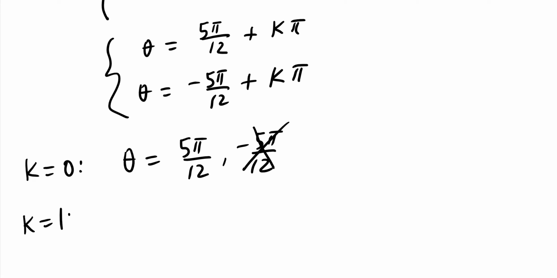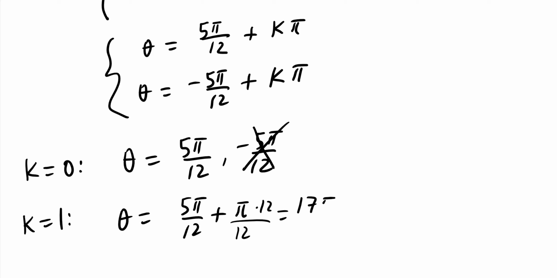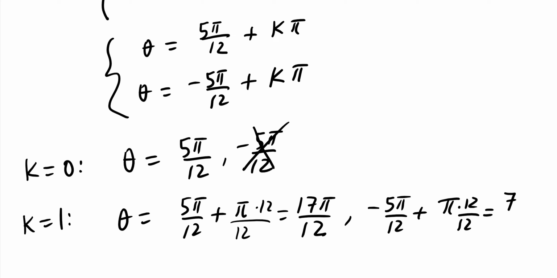What about if I take k equals 1? Then theta would be 5 pi over 12 plus pi, which, multiplied by 12, is 17 pi over 12. Is that still between 0 and 2 pi? Yes, it is. And then the other one, in the second equation, negative 5 pi over 12 plus pi. If I multiply by 12, 12 minus 5, it's 7 pi over 12.